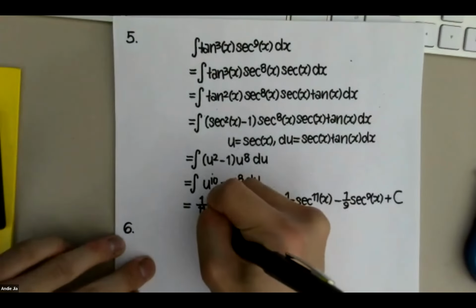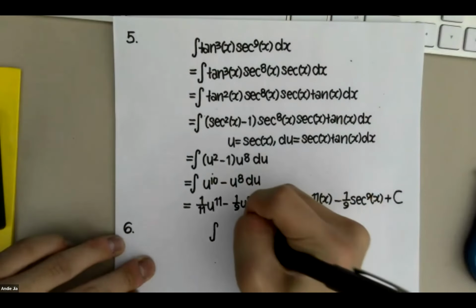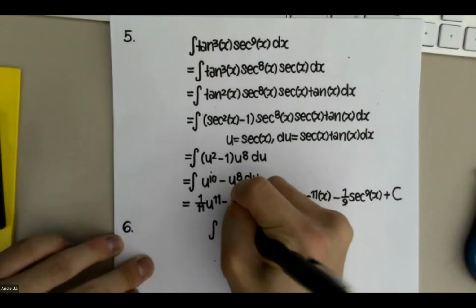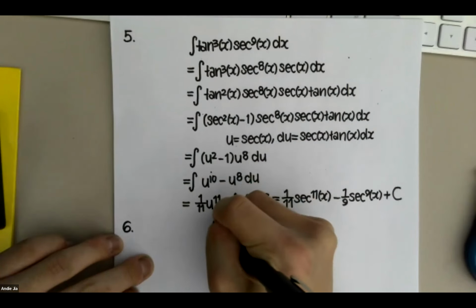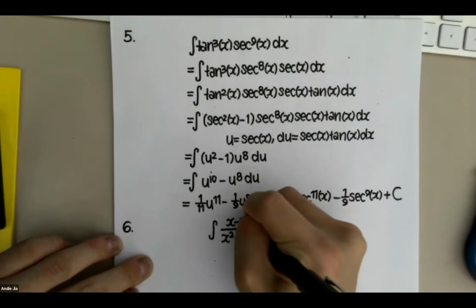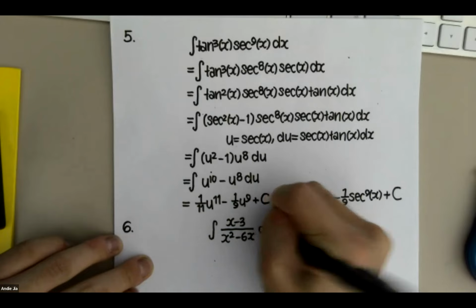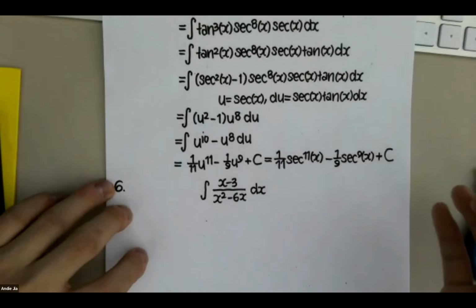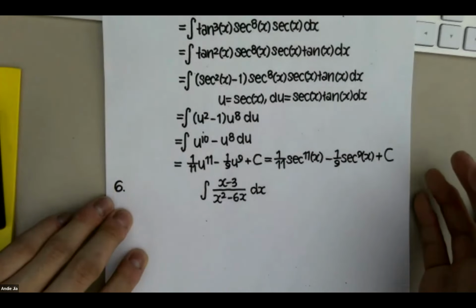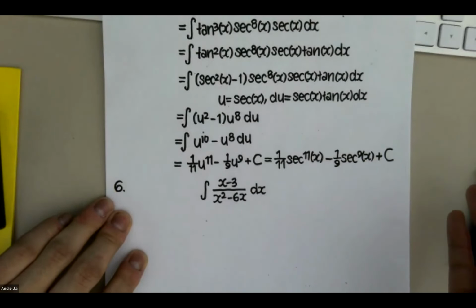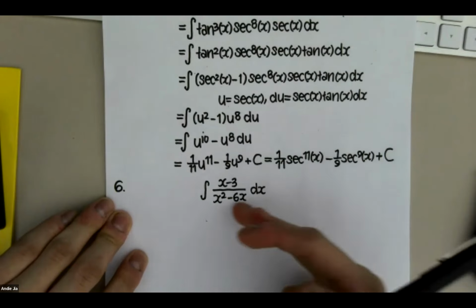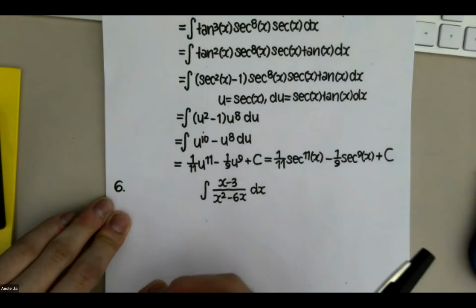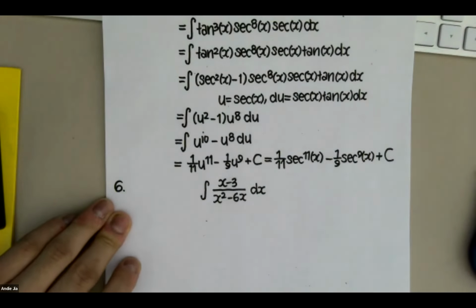Okay, so this integral is x minus 3 over x squared minus 6x dx. This integral can be done by partial fractions, but it can also be done by trig sub. Do you want to know how to do this with the trig sub? If yes, I will do it.